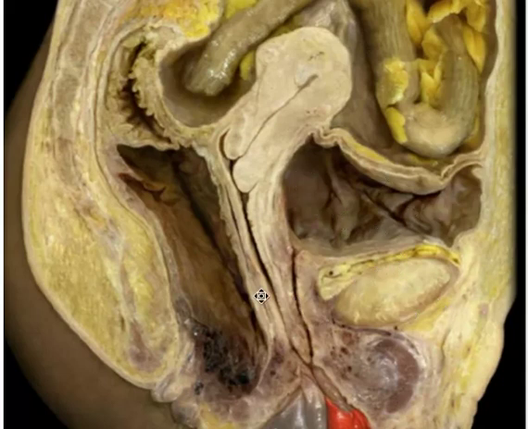This is the pubic symphysis and the sacrum bone. This is all about the mid-sagittal section of the female pelvis.